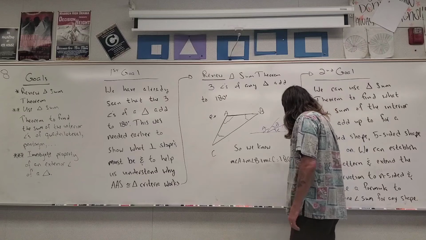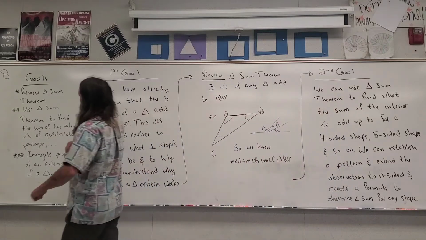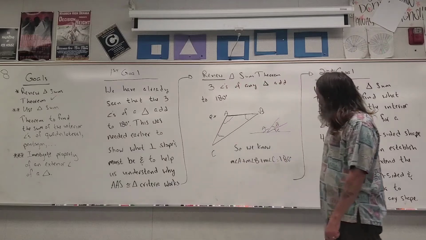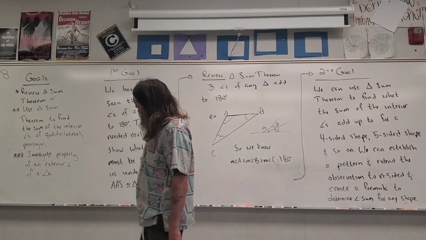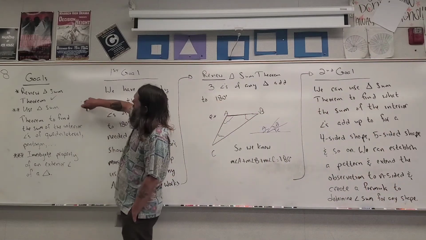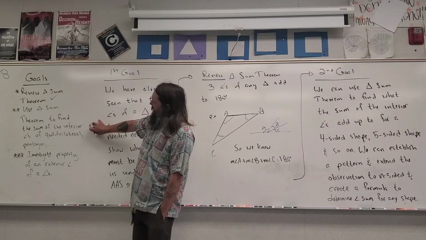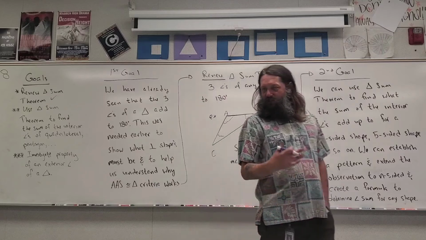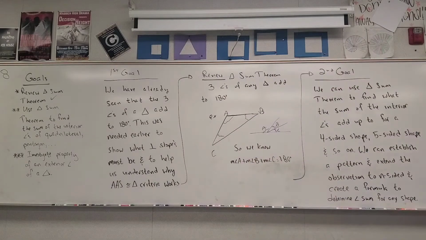All right, so I'm going to go ahead and check off the first goal. We're going to review the Triangle Sum Theorem. I'm done with that. Let's move on to the second goal, and that's going to be to use the Triangle Sum Theorem to find the sum of the interior angles of a quadrilateral, pentagon, hexagon, 4-sided shape, 5-sided shape, etc., etc. Alright, so into our second goal.